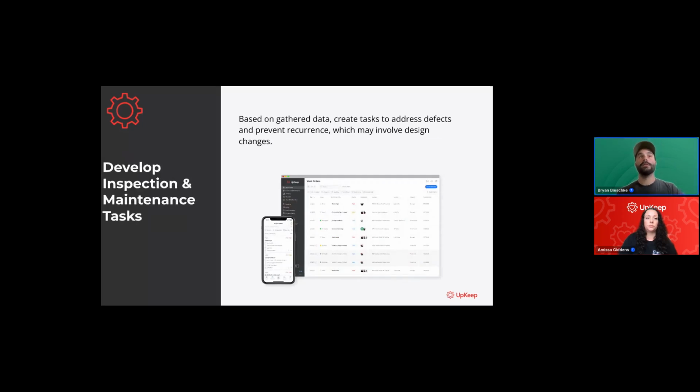Okay. Develop inspection and maintenance tasks, right? We want to gather the data, create tasks and defects, and prevent reoccurrence. And that may involve a design change. The reason that a picture of Upkeep is here is, well, we work for Upkeep. And it's very, very good to build out your preventive tasks in your CMMS. We want it to be laid out, boom, boom, boom. What am I doing? Okay, pass, fail, measure, check, go, no go, whatever, right? We want to then develop those tasks, and we're going to talk about that next.